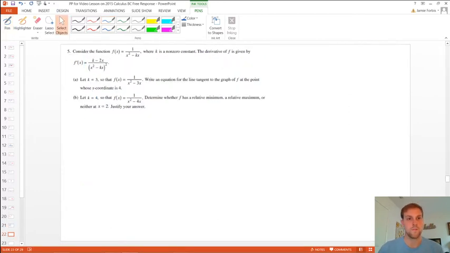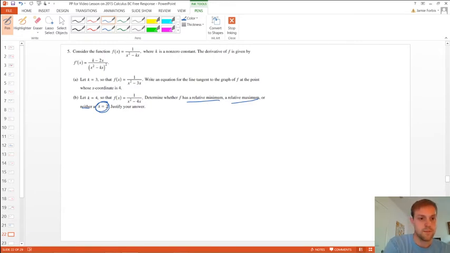All right, let's try B. So now k is 4, which means my f of x is 1 over x squared minus 4x. We're going to determine if f has a relative minimum, a relative maximum, or neither at x equals 2, and justify the answer. We justify that by looking at the derivative. First, think about what happens if I plug 2 into the derivative. Is it going to be a critical point? Is it going to be equal to 0? I think that's a good place to start.